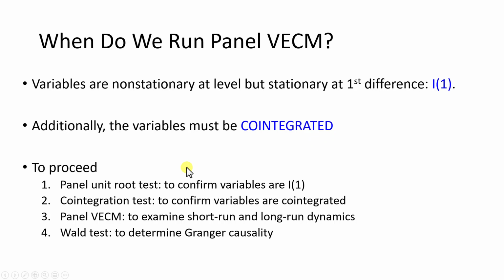And so to proceed, the first thing to do would be to perform a unit root test to determine that the variables are I(1). Secondly, to perform co-integration tests to confirm that the variables are indeed co-integrated. And thirdly, to then proceed and run panel VECM in order to examine the short-run and long-run dynamics. And if you want to, also perform Wald tests to determine Granger causality.